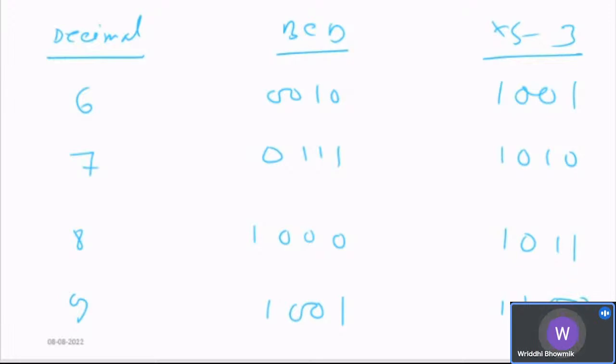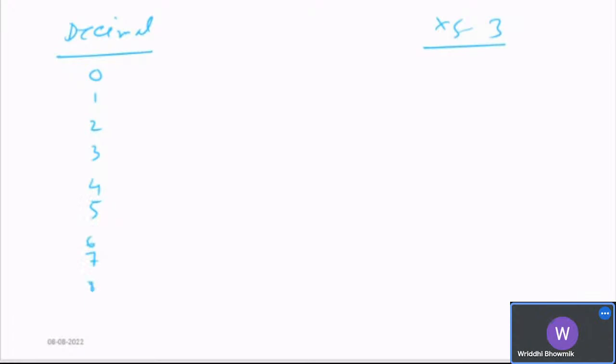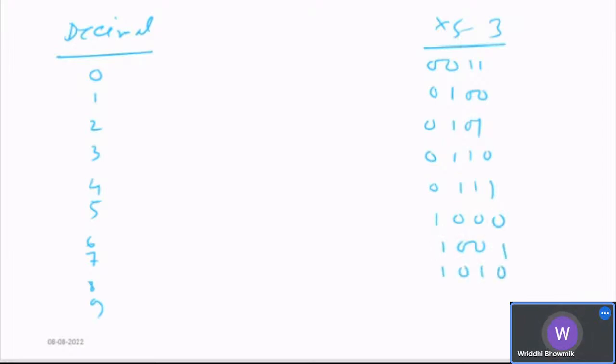So this is the complete XS3 code. And if we just write down the decimal and XS3, 0, 1, 2, 3, 4, 5, 6, 7, 8, 9: you have 0011, 0100, 0101, 0110, 0111, 1000, 1001, 1010, 1011, 1100.